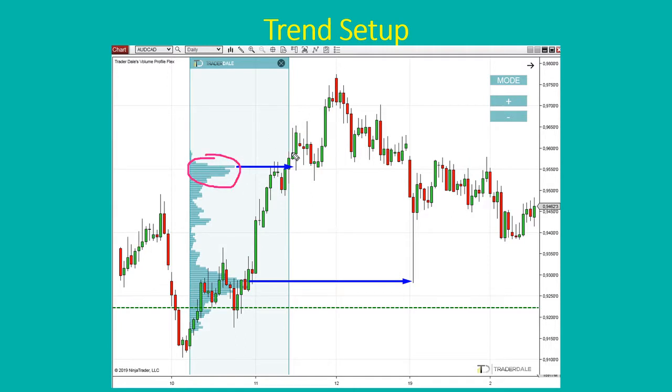There's a volume cluster, and what happened here was the price went upwards. There was one daily candle formed above the volume cluster. That's this pin bar candle. Then the price returned back to the level, and this is where you enter your long. This is the reaction.